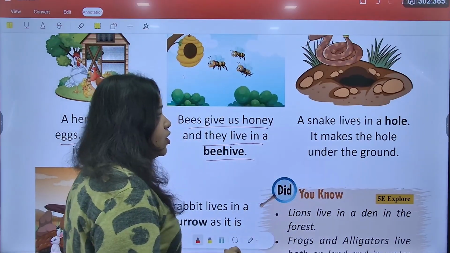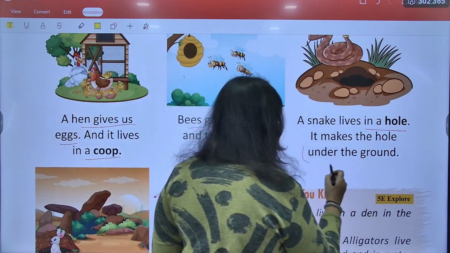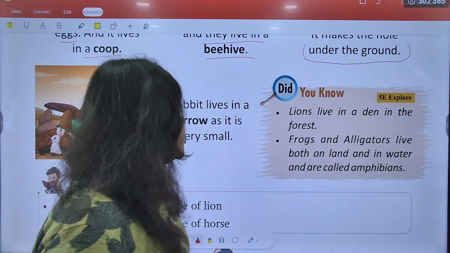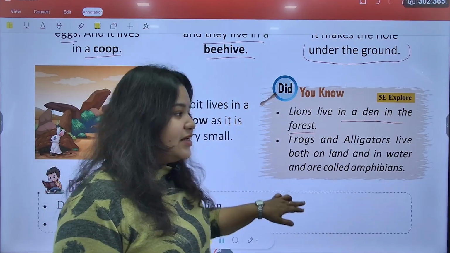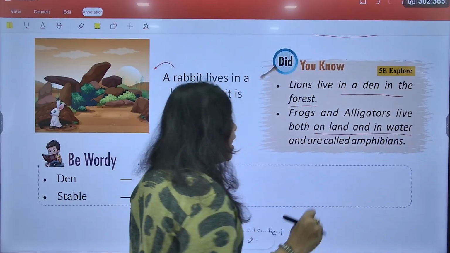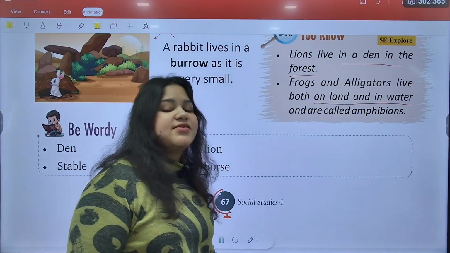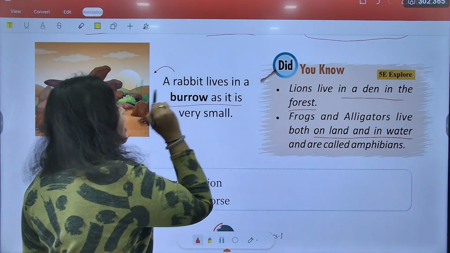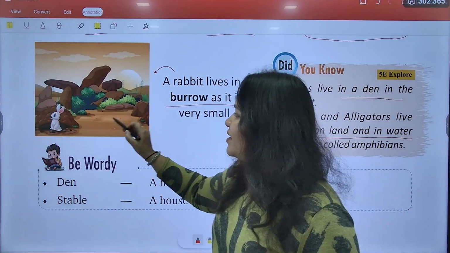A snake lives in a hole. It makes the hole under the ground. The snake makes its hole itself. As we studied, a lion lives in a den in the forest. Frogs and alligators live on land as well as water, so they are called amphibians. A rabbit is a very small animal, so it lives in a burrow.